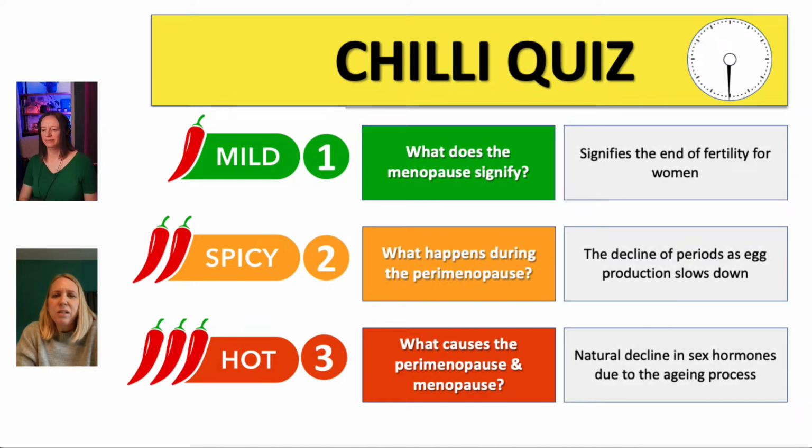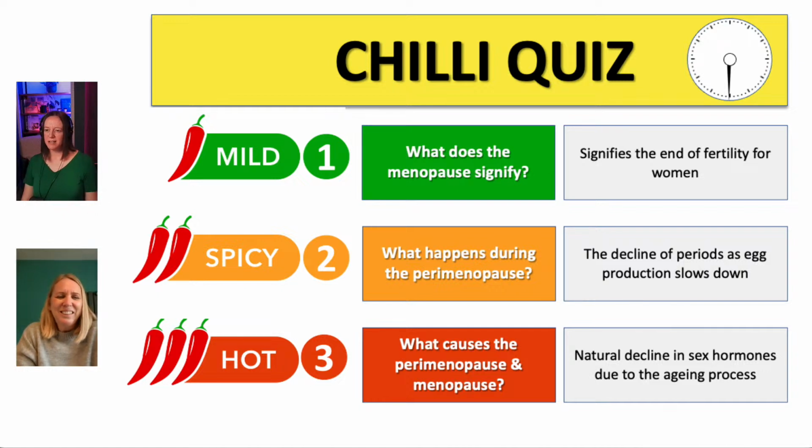So yeah, brilliant. So just in short, these are quite nice little short answers. The menopause signifies the end of fertility for women. During the perimenopause, there's a decline of periods as egg production slows down. And like you said, Liz, that's because of the hormone levels starting to reduce. And then what causes it is decline in the sex hormones due to the aging process. But thank you for your nice full explanation.